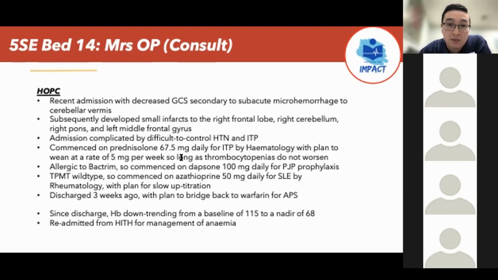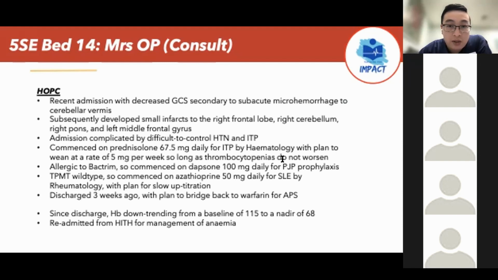She was started on 67.5 milligrams daily. It's usually 1 milligram per kilogram daily of prednisolone is the dose. So 67.5 milligrams daily of prednisolone for ITP. And then there was a plan to wean the prednisolone very slowly at a rate of 5 milligrams per week, so long as the thrombocytopenia doesn't worsen.